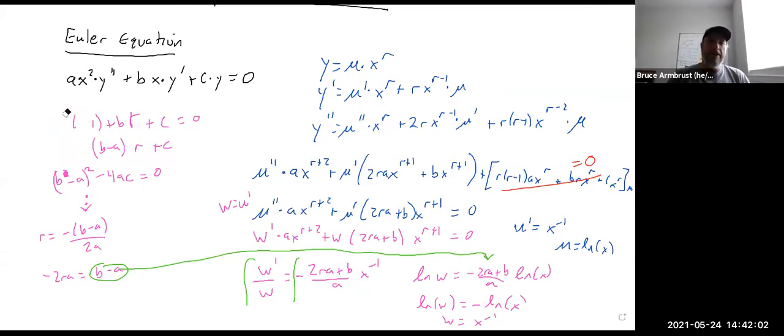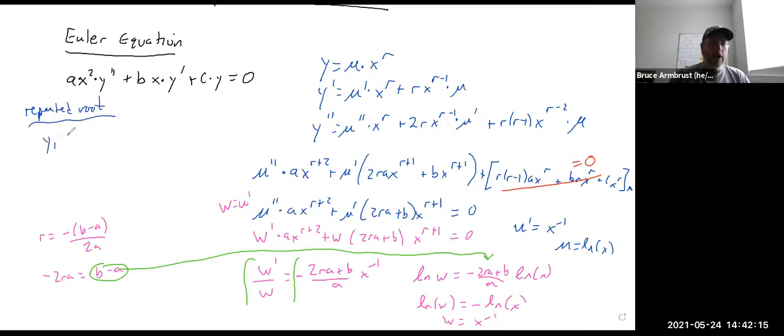All right, so very long story short, when we get a repeated root, y1 is going to be x to the r, and y2 is going to be x to the r times the natural log of x, that guy right there. So it's exactly the same idea. It's just we get a different multiplier because this has a different form.